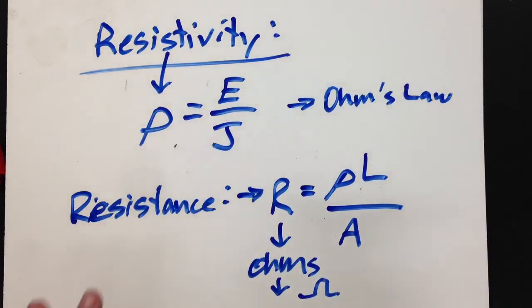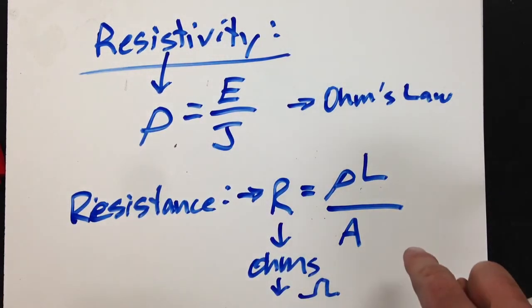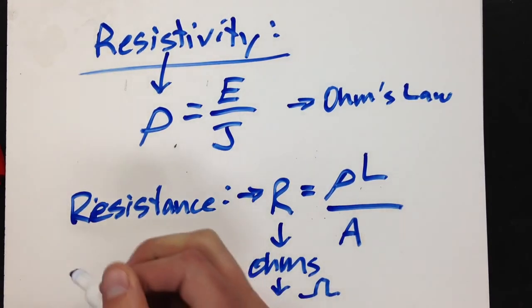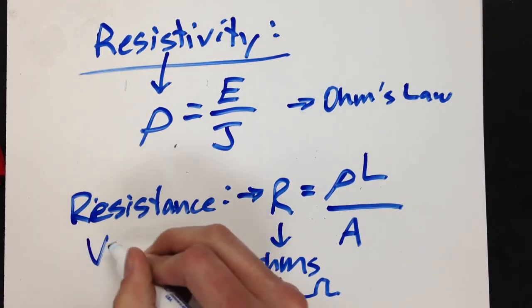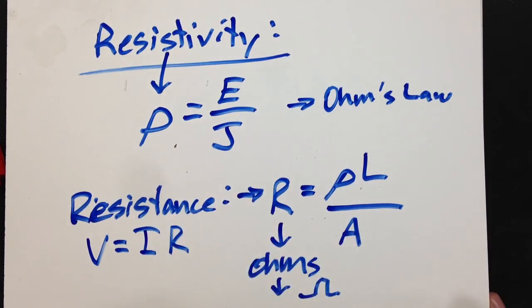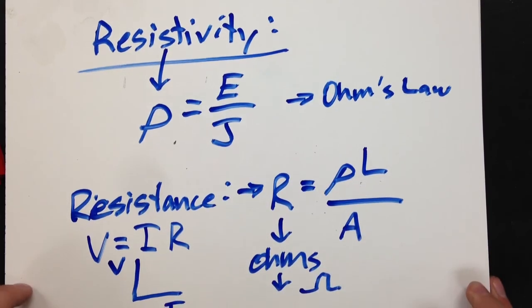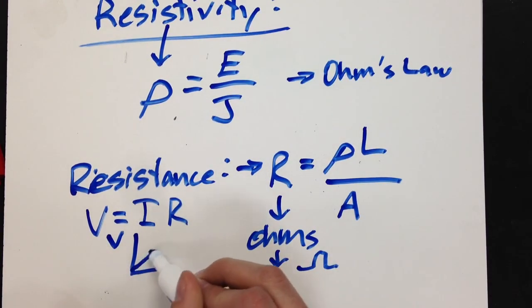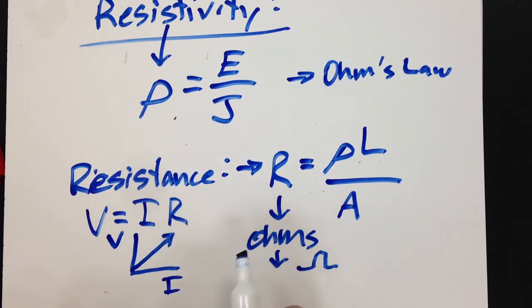Now, another very important equation when we're talking about resistance. Potential is equal to IR, V equals IR. And for a material that is abiding by Ohm's law, if I were to graph voltage and current, I would get a line like so, with the slope being equal to resistance. So, that is a brief tutorial on resistivity and resistance.